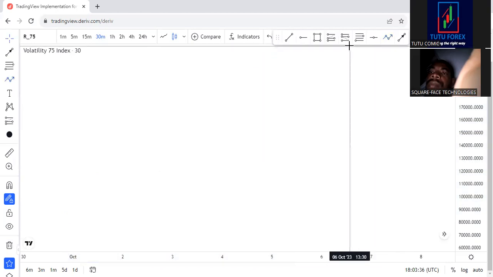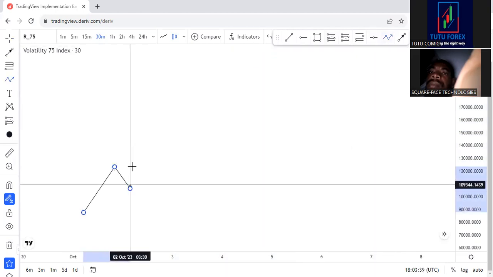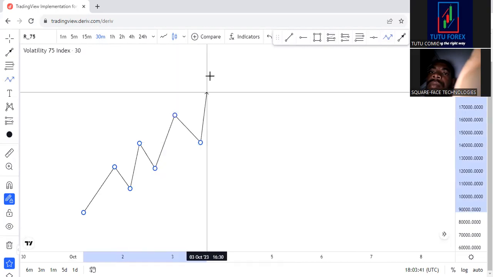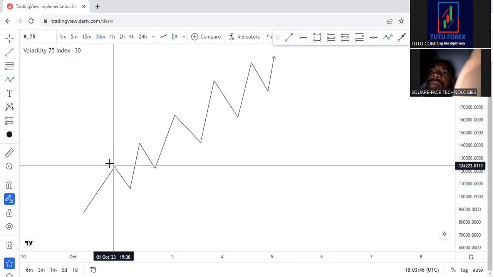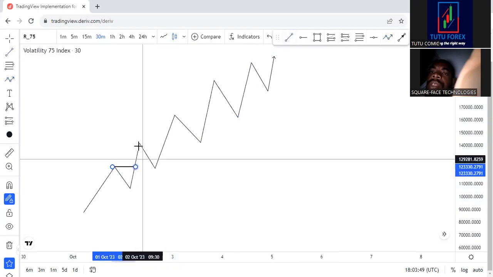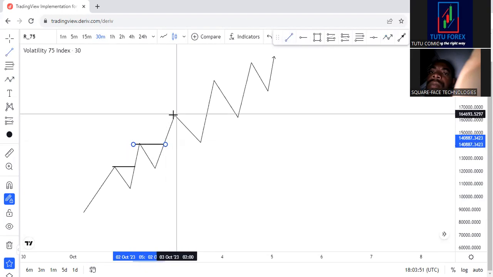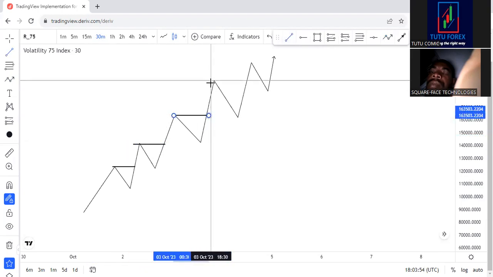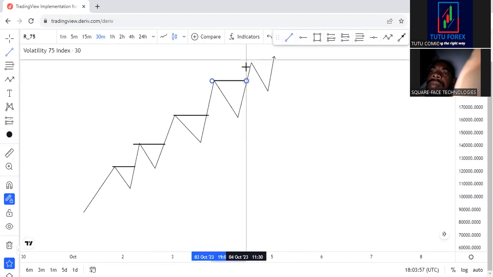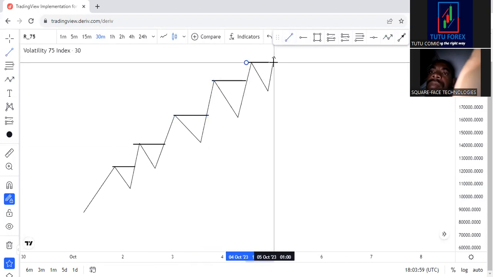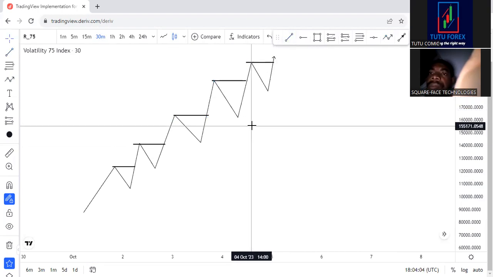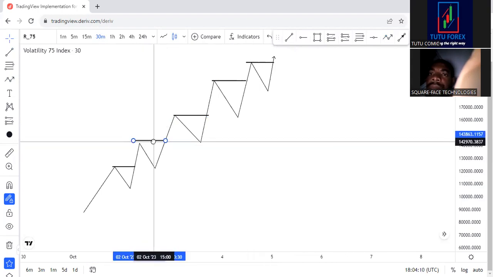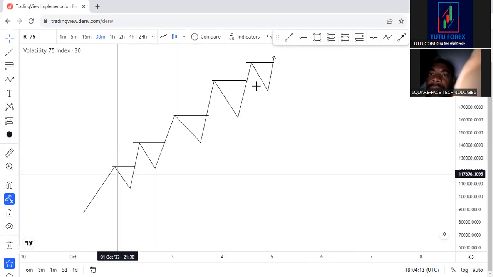The most important thing you need to note here is the break of structure. The break of structure is very, very important. You see price breaking structures. In an uptrend, you wait to see price breaking the highs. That is a clear identification that the trend of the market will continue going to the upside, and we are buying, not selling.